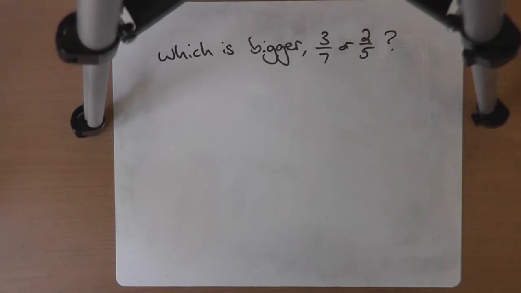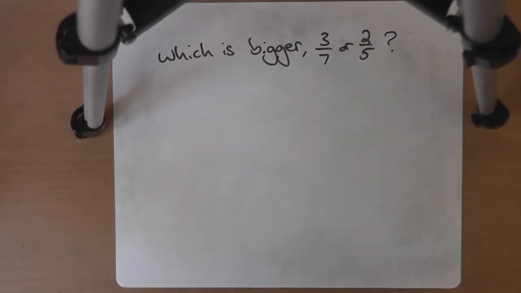But what about when we haven't got that? What about when we haven't got a point of comparison between two fractions, when the two fractions are completely different? For example, just to pick a question at random, which is bigger, 3/7 or 2/5? We now have enough tools to deal with this question.